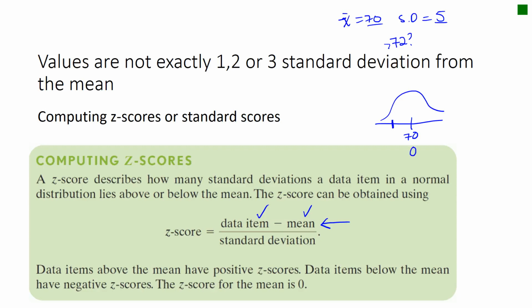So anything over here will be a negative z-score. And then if you take a data value like 80 and you subtract the mean of 70, you'll get 10, and divide by the standard deviation, you'll get a positive z-score. So anything to the right of the mean is going to have a positive z-score, and anything to the left of the mean is going to have a negative z-score. And then, of course, the mean actually has a z-score of 0.